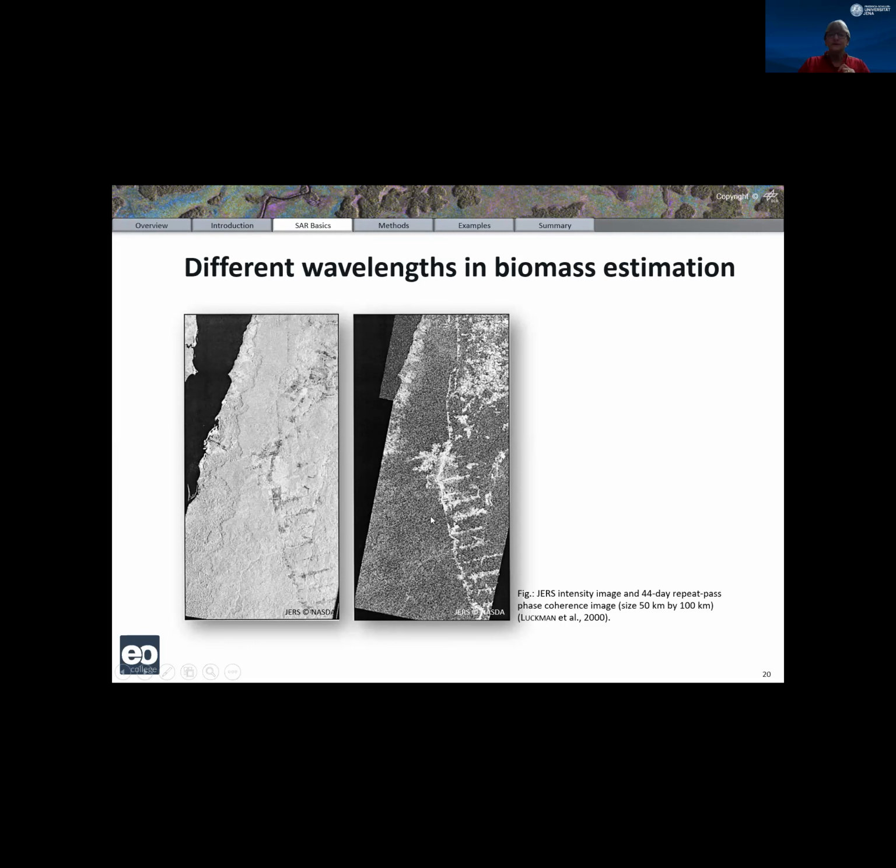Okay, and now what is this on the right side? Here it says a 44-day repeat pass phase coherence image. JERS was a lonely satellite. It was only one satellite. So to produce an interferometric pair, we had to wait 44 days until the satellite comes back again, the repetition frequency. Like for Landsat, what was it, 18 days, I think.